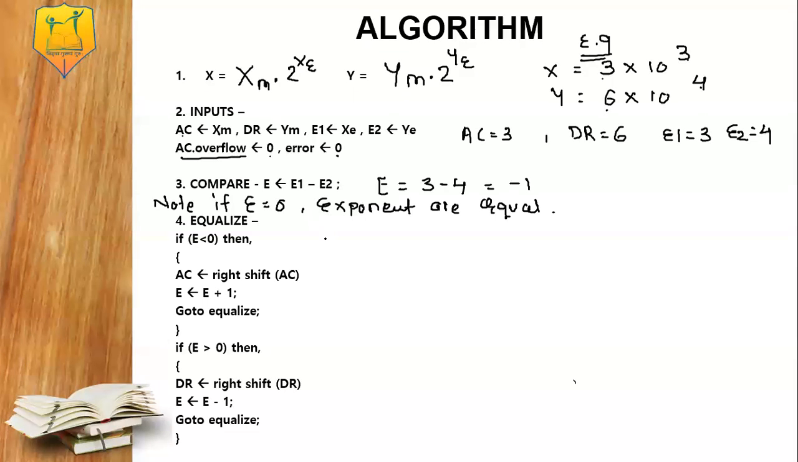So it is a simple thing that I have to equalize them. Okay, there are two conditions. If E is less than 0, or E is greater than 0. Currently my E is less than 0. So I will go through this block. Okay, E is less than 0, since E is equal to minus 1. Then what? AC becomes right shift of AC. What is my AC? 3. So AC will become the right shift of AC.